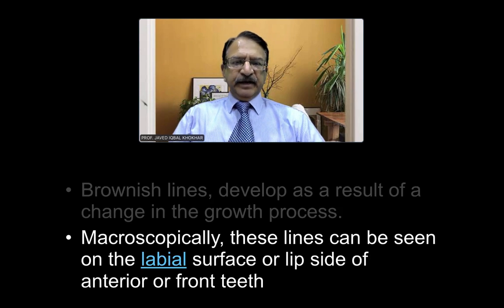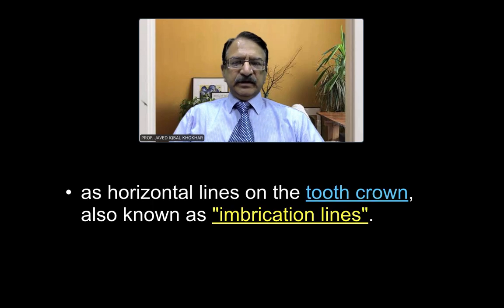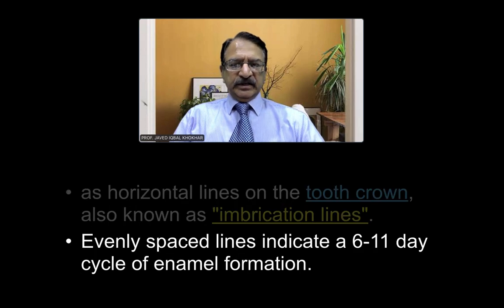Macroscopically, these lines can be seen on the labial surface, or lip side, of anterior and front teeth. They appear as horizontal lines on the tooth crown and are also known as imbrication lines. Evenly spaced lines indicate a 6 to 11 day cycle of enamel formation. This method is very detailed, a very large topic, and for our medical students or medical doctors, we just want to know how it is important. So I am just touching the important lines. However, it is a vast subject and it very accurately gives the age.